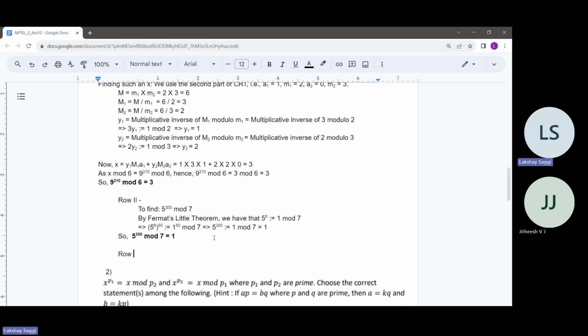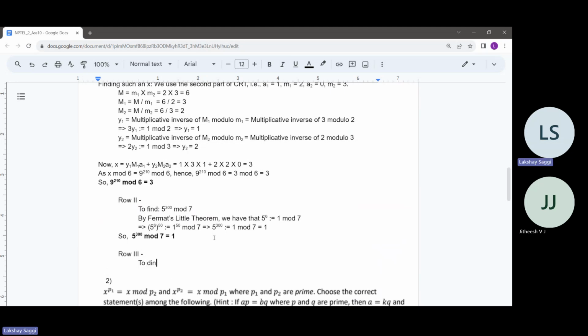Okay, now let's come to row 3 then. And what do we need to find in row 3?